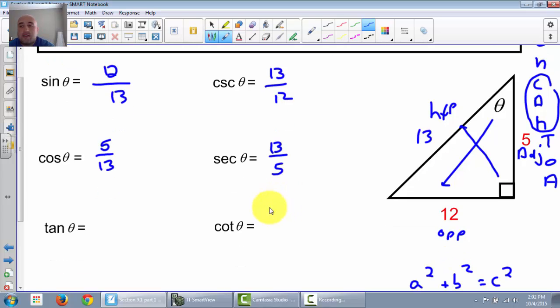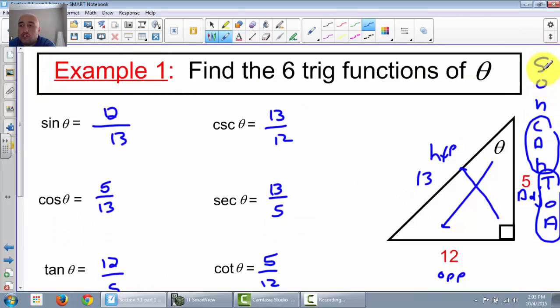Okay, and last but not least, we have tangent. So tangent is opposite over adjacent. Opposite is 12, adjacent is 5. And that would make cotangent 5 over 12. Okay, so you have to find the missing side first, and then you do your 6 trig functions based off of SOHCAHTOA. All right, so let's try here.